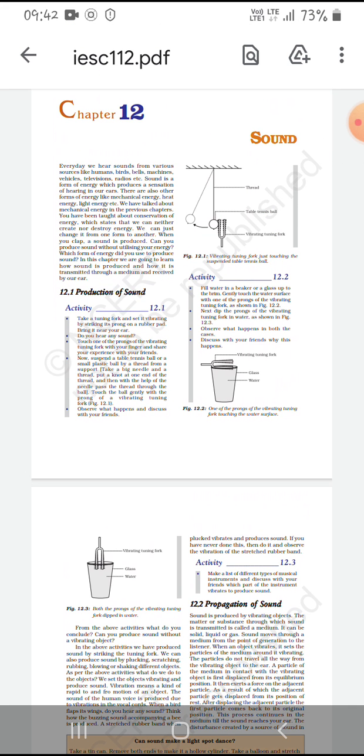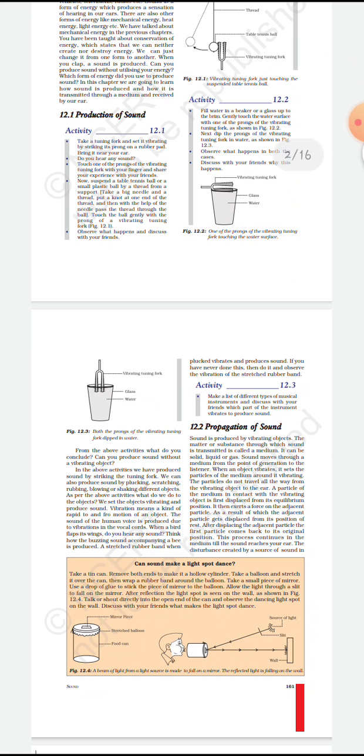So here they have given an example. They are taking a vibrating tuning fork and beating it against the glass. In the activity, a sound is produced by striking the tuning fork. We can also produce sound by plucking, scratching, rubbing, blowing, or doing anything to an object. So we set the object vibrating and produce sound.